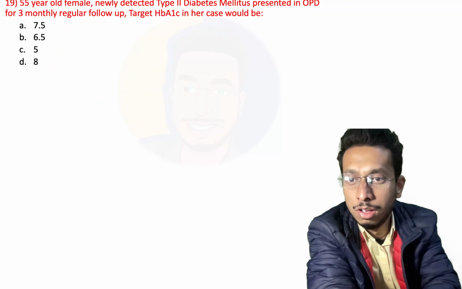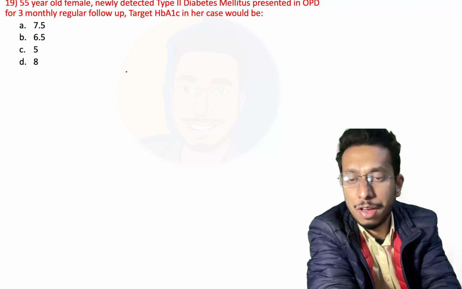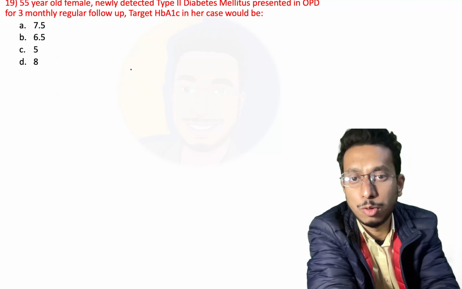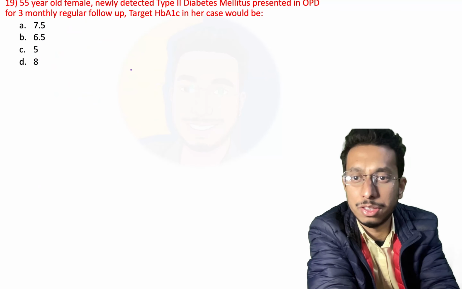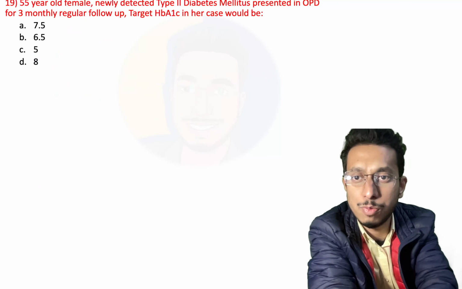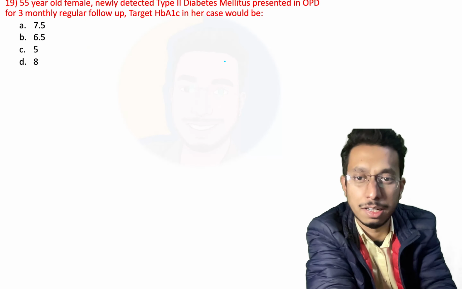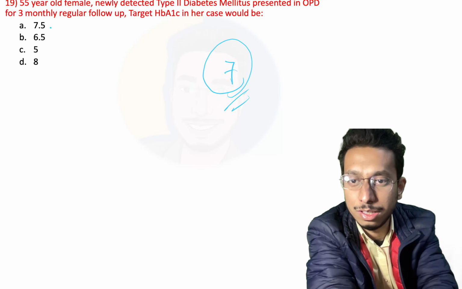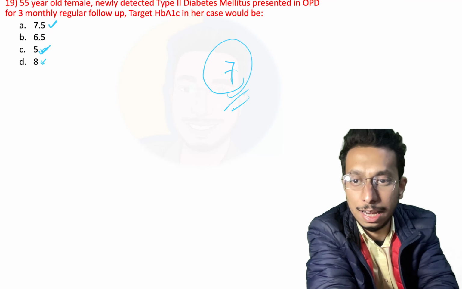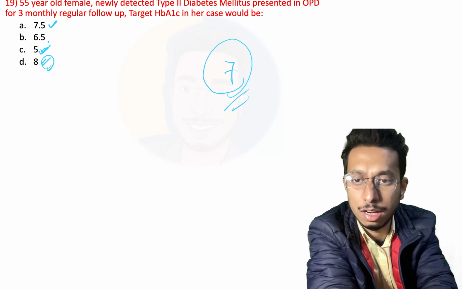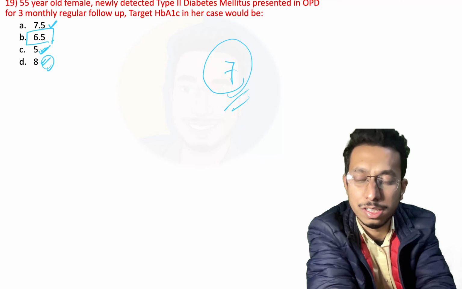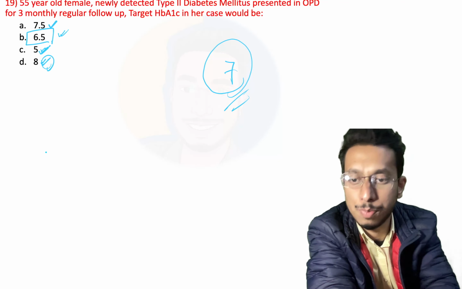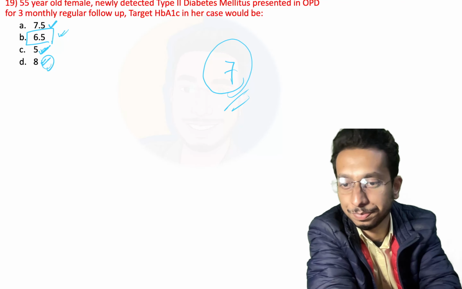Okay. So coming to the next question, a 55-year-old female with newly detected type 2 diabetes presented in OPD for a 3-month regular follow-up. Target HbA1c, remember guys, in treatment of newly detected diabetes is 7. So among these options, 7.5 is higher, 5 is very low, and 8 is obviously higher. So in such cases, the target will be around 6.5. 6.5 is the baseline cutoff for HbA1c for diagnosis of diabetes.